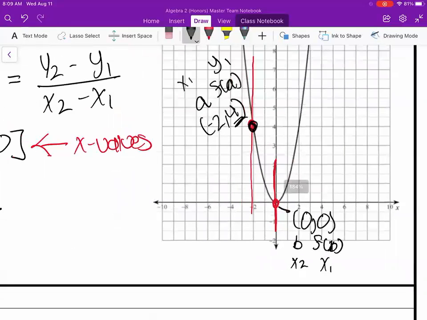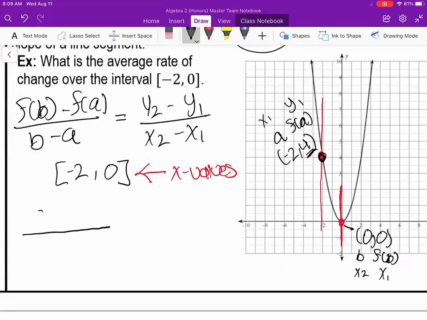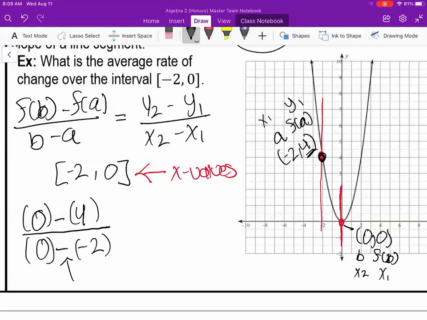So what's it going to be? Well, we're going to have f of b, which is 0, minus f of a, which is 4, divided by b, which is 0, minus a, which is -2. Okay, I like to put them around parentheses so I know that that's where I'm plugging them in, and that way I don't lose that negative right there, because people tend to lose that negative.